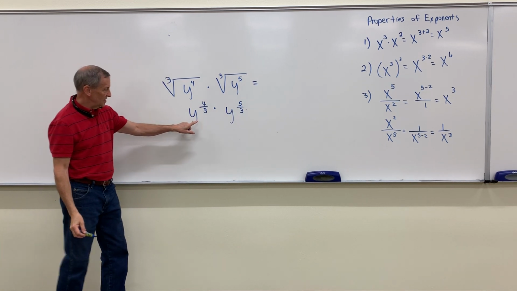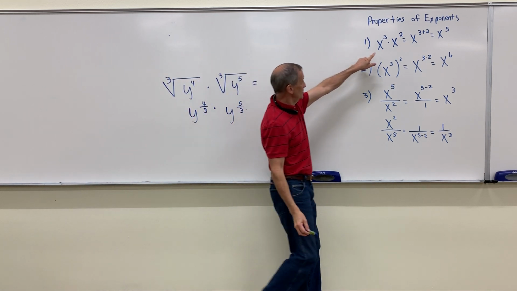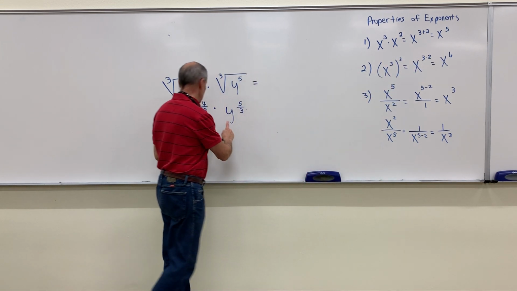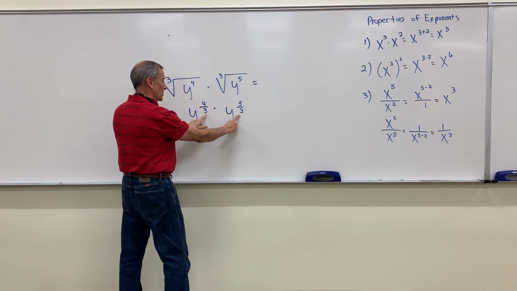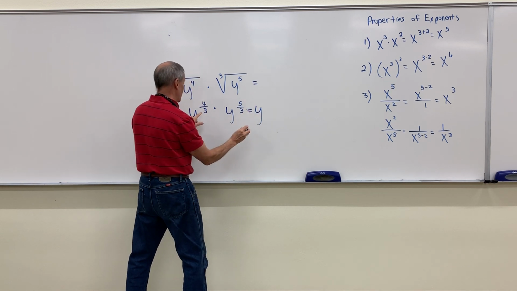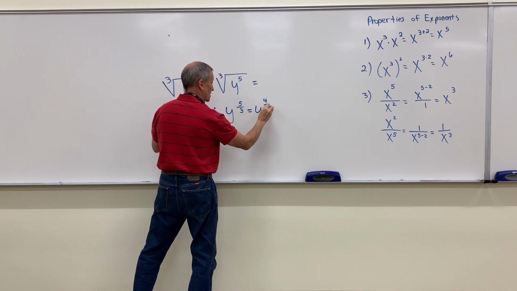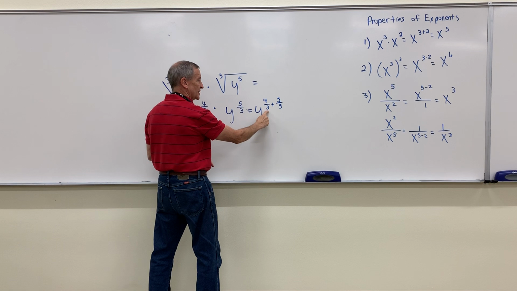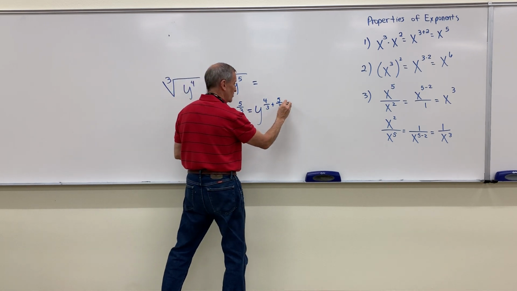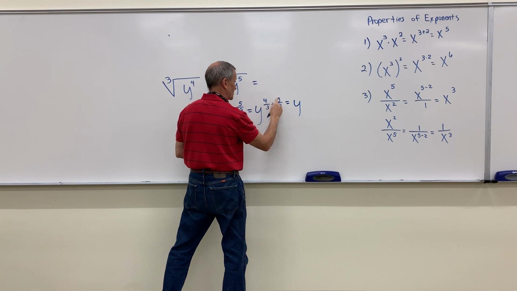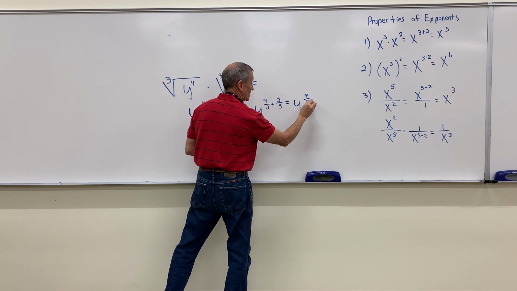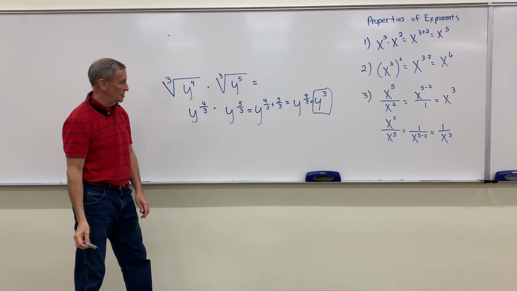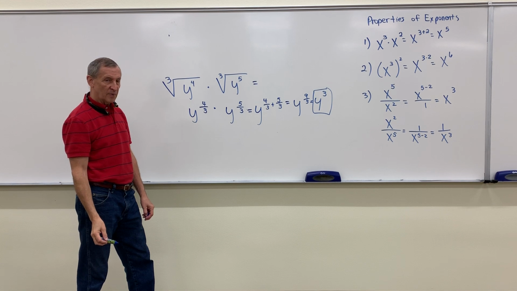Check it out again. This is an example of the first property of exponents. Same base. What do I do with my exponents? I add them up. Same base in a multiplication problem, I add them up. 4 thirds plus 5 thirds. Hey, same denominator, no problem. Just add my numerators. That's y to the 4 plus 5 over 3, 9 thirds. That's y to the 3rd. So that's what I would submit in my Hawks answer blank. Y to the 3rd power.